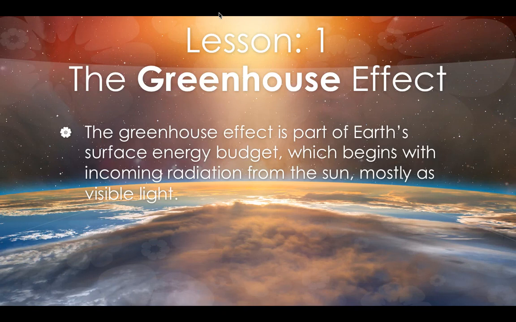Okay, this is lesson 1, the greenhouse effect. The greenhouse effect is part of Earth's surface energy budget, which we learned about in previous lessons. It begins with incoming radiation from the sun, mostly as visible light. So in the greenhouse effect, we are going to learn about what it is.